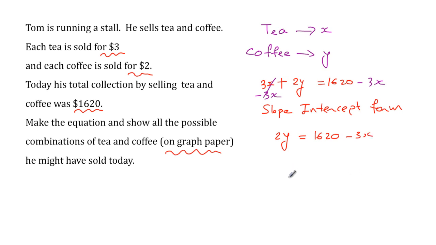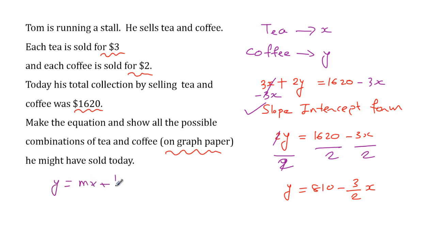Now I don't want 2y, I want y alone. So for that I will divide it by 2 on both sides. So this is cancelled. Here half of 1620 is 810. And here minus 3 over 2 x. Now the standard form for the slope-intercept form looks like this. Y is equals to mx plus b, where m is for slope and b is for y-intercept.